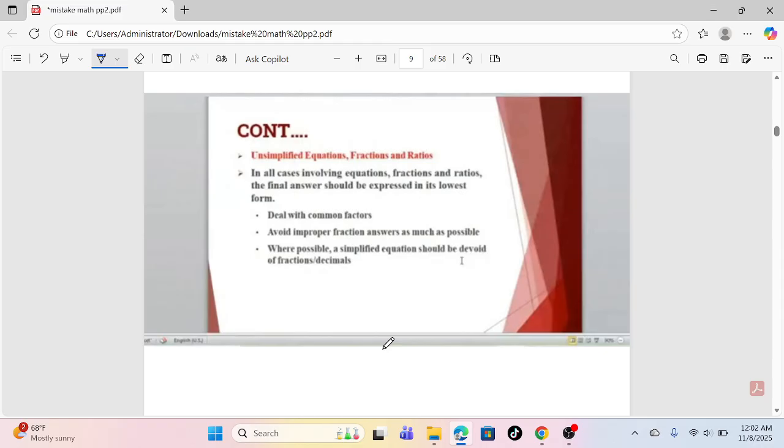Except this topic that is known as probability. Probability is either simplified or unsimplified.